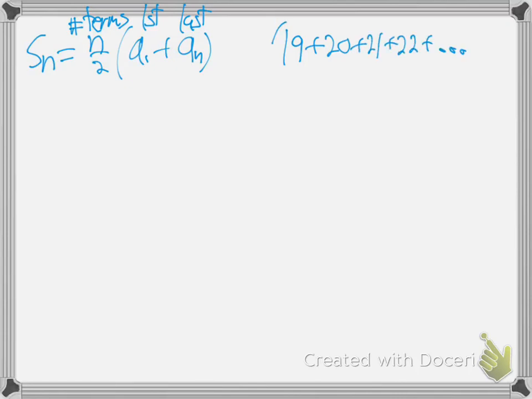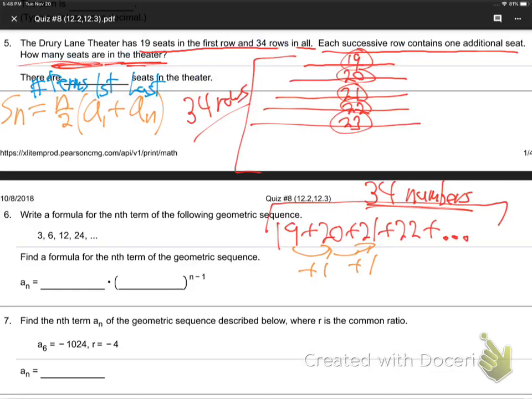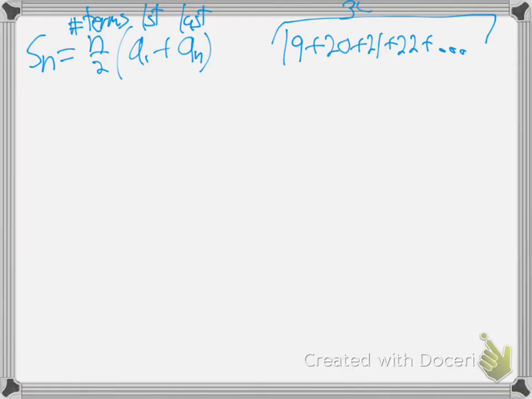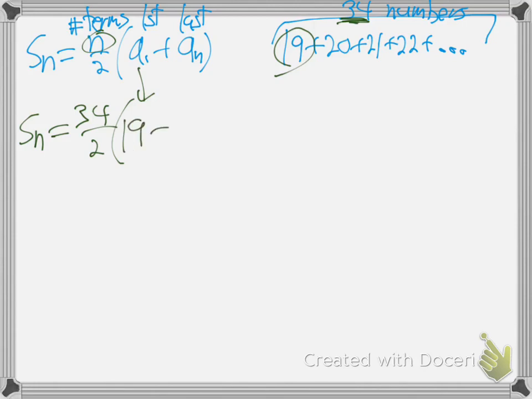Dot, dot, dot, and we have how many total numbers? 34 numbers. Okay, so S sub n equals, how many terms do we have? 34, right? There's 34 numbers there. First term, well, that's 19. Last term, I don't know. How am I going to get it?